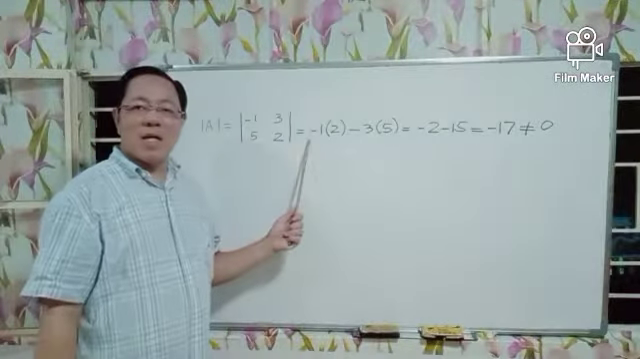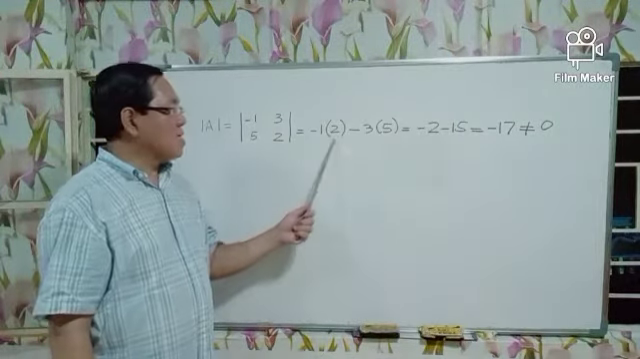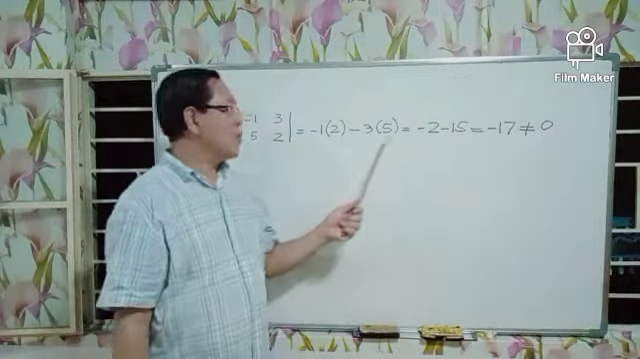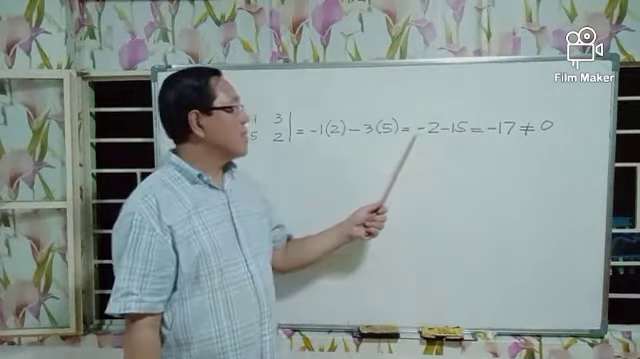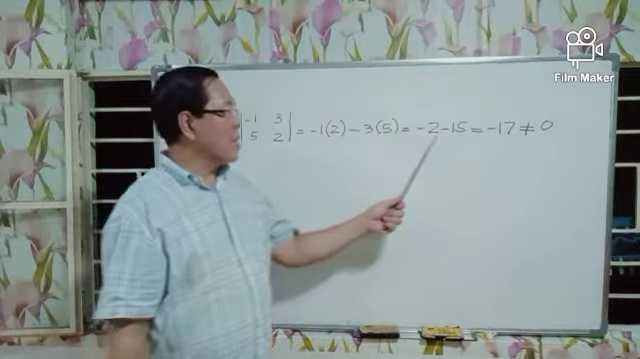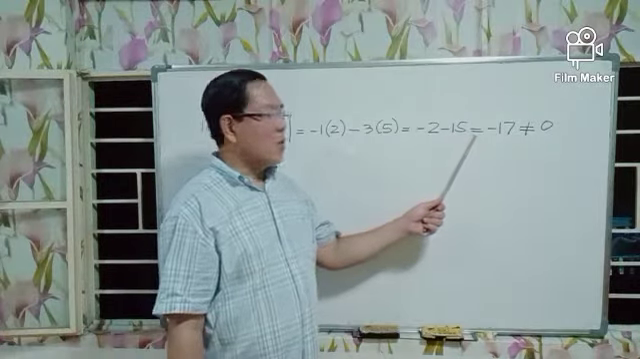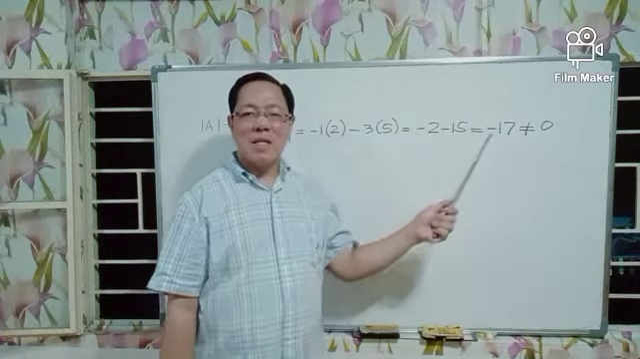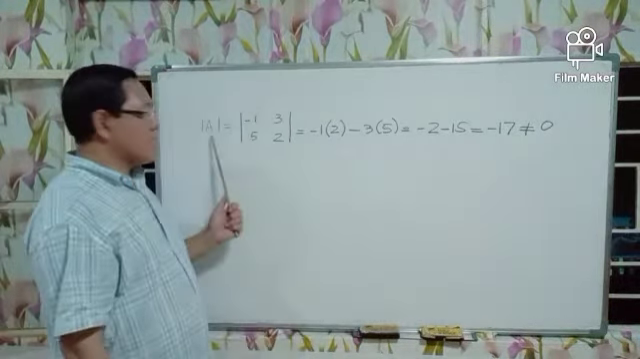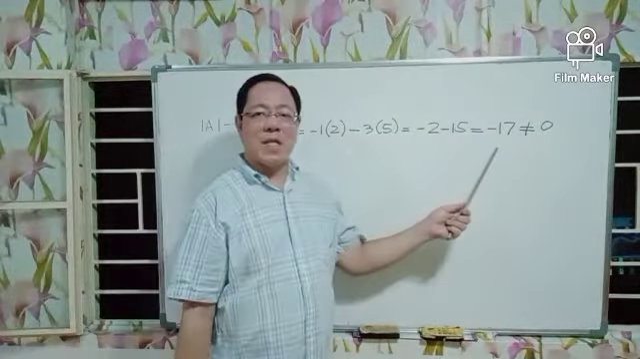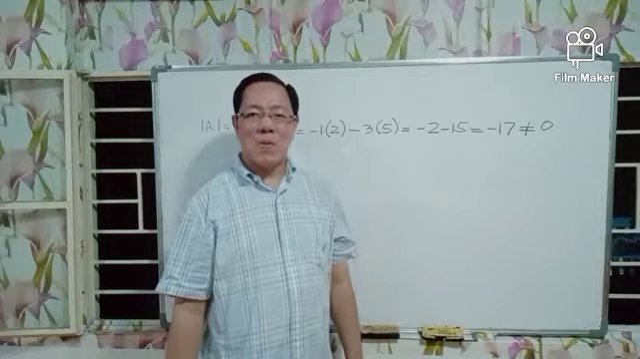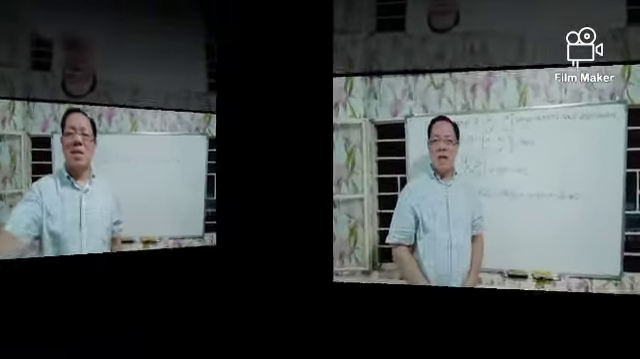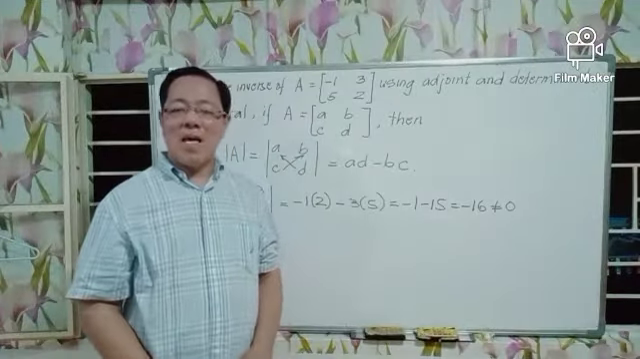And we get negative 1 multiplied by positive 2 is negative 2. Minus 3 multiplied by 5 is minus 15. And minus 2 minus 15 equals negative 17. The determinant of matrix A is negative 17, and negative 17 is not equal to 0. Thus, the given matrix A has an inverse.